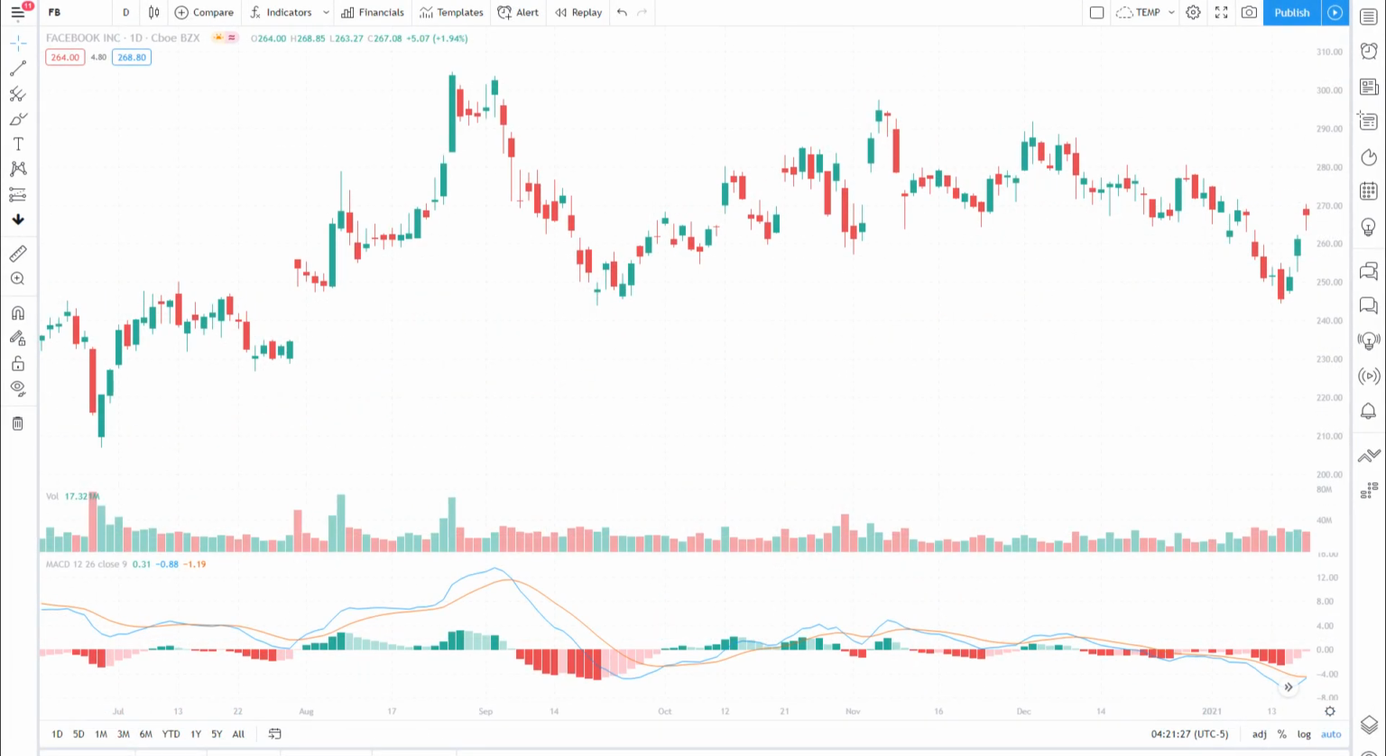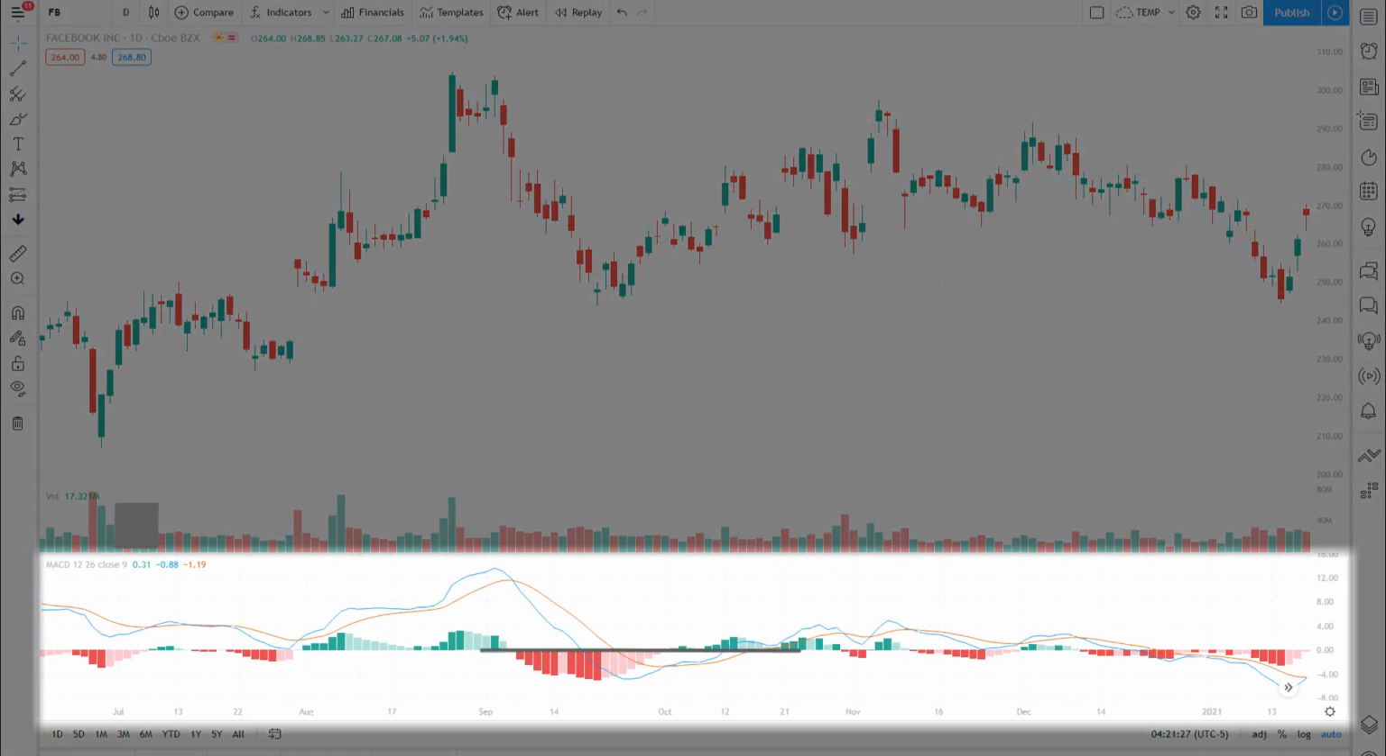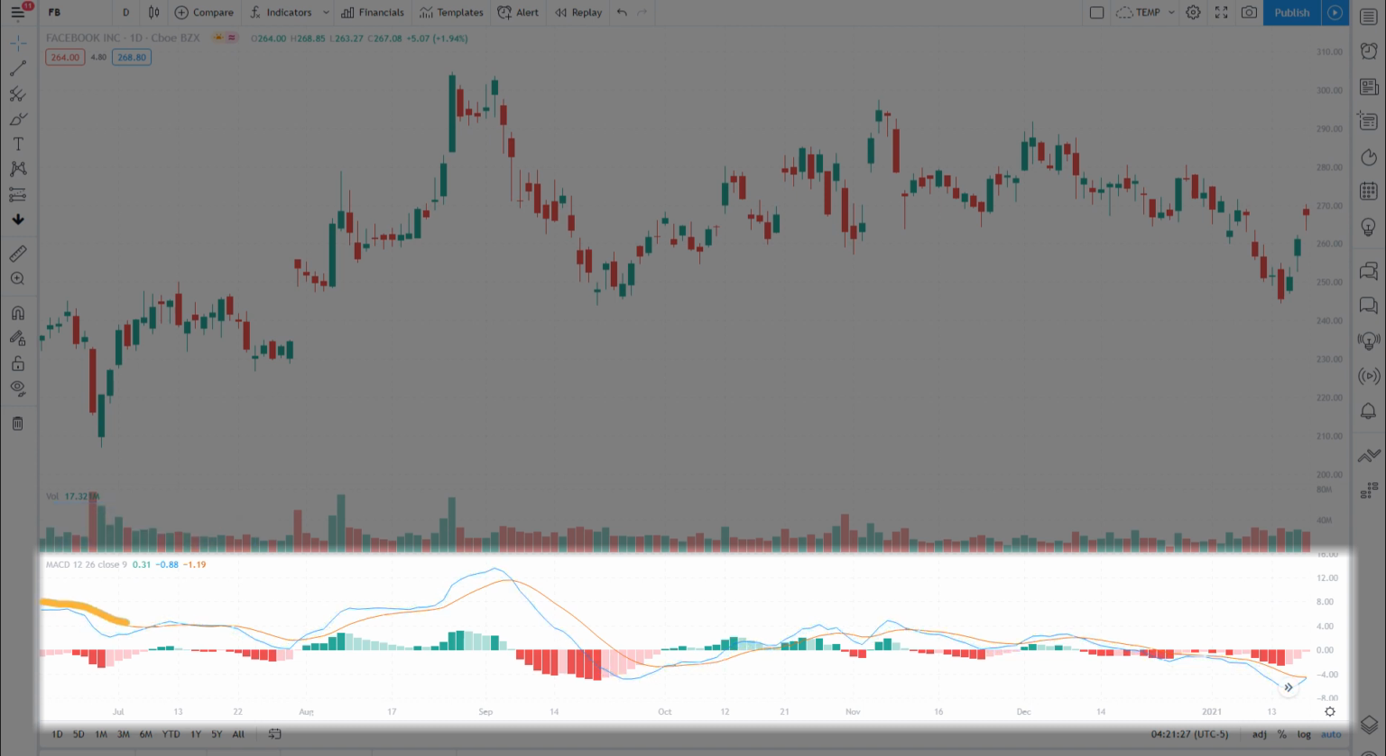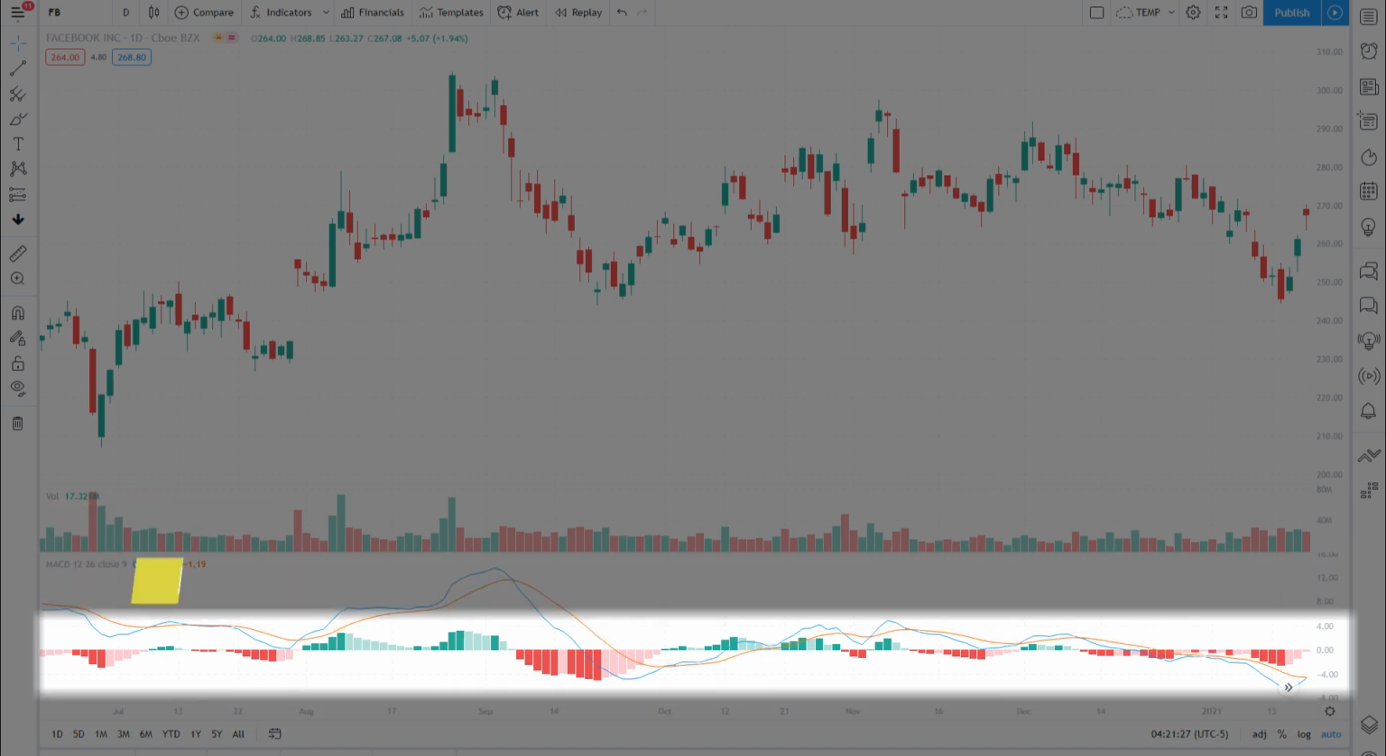The MACD is made up of three elements which move above and below the baseline of the indicator. This is what it looks like on a chart. This line is called the MACD line. It is generated by plotting the difference between the 12-period exponential moving average and the 26-period exponential moving average of price. This is called the signal line. It is a 9-period exponential moving average of the MACD line. This is called the histogram. It visually represents the difference between the MACD line and the signal line.